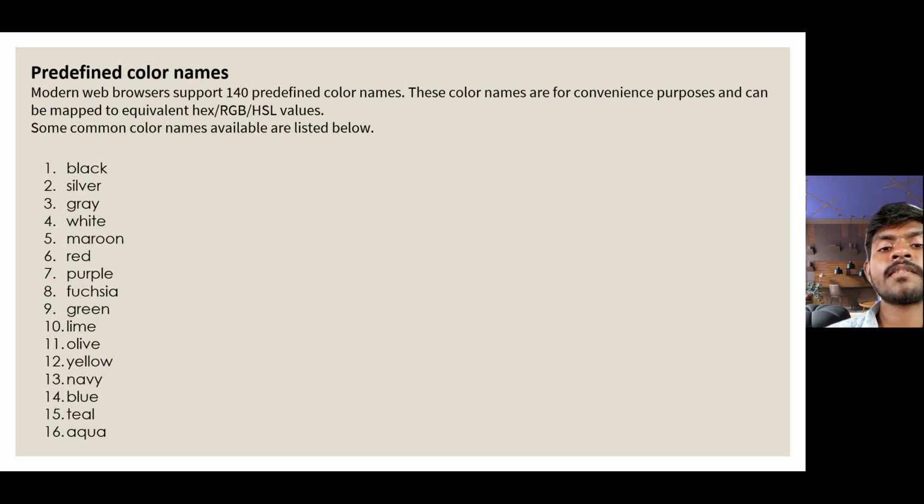Here are predefined colors: black, silver, gray, white, maroon, red, purple, green, lime, olive, yellow, navy, blue, teal, aqua. And this is some detailed explanation. I hope it's clear.